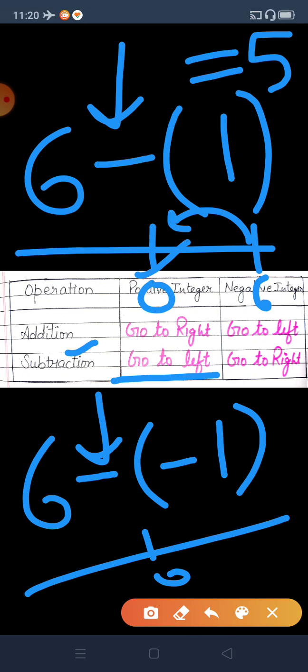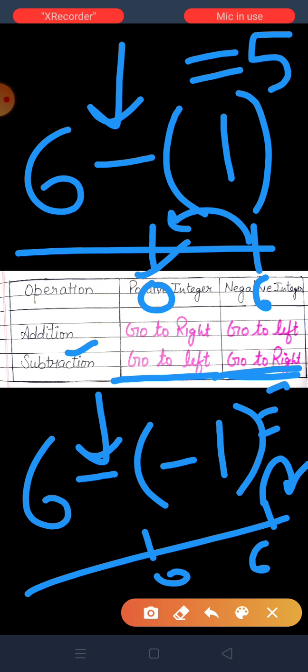Now whenever you are given a negative integer, you have to subtract by going to the right side. Here it is 6, then you go to the right side, one step forward, so you will reach 7. So 6 minus 1 is equal to 5, and 6 minus minus 1 is equal to 7.